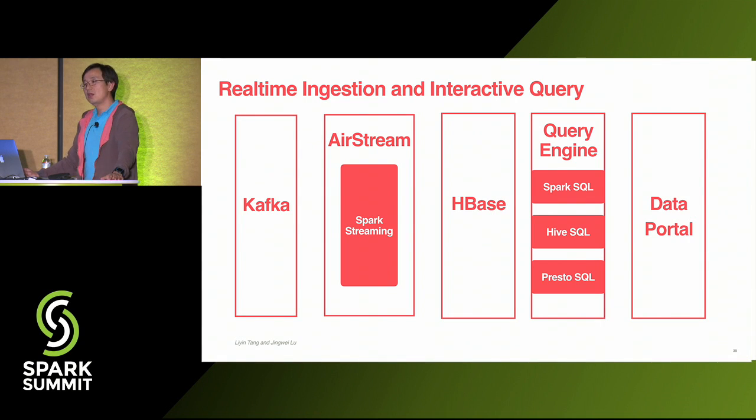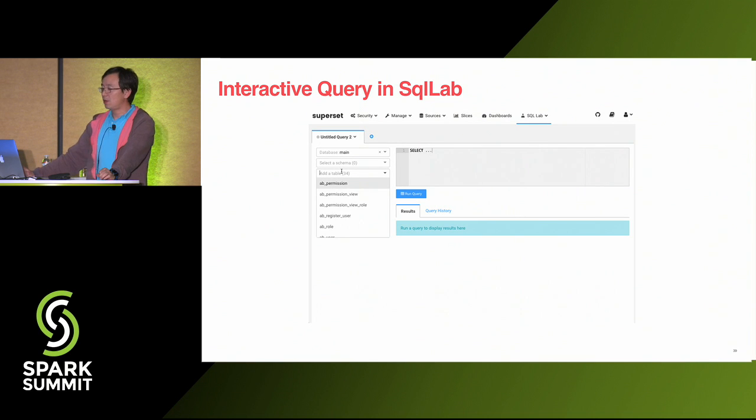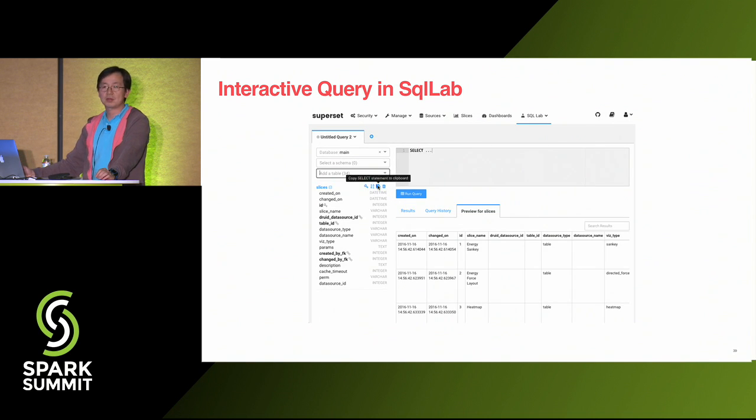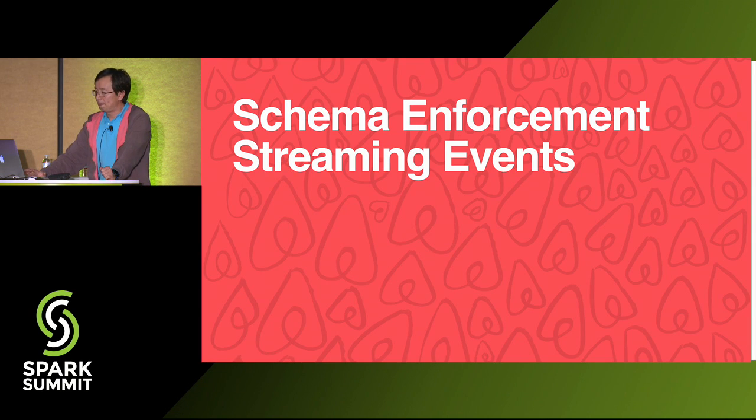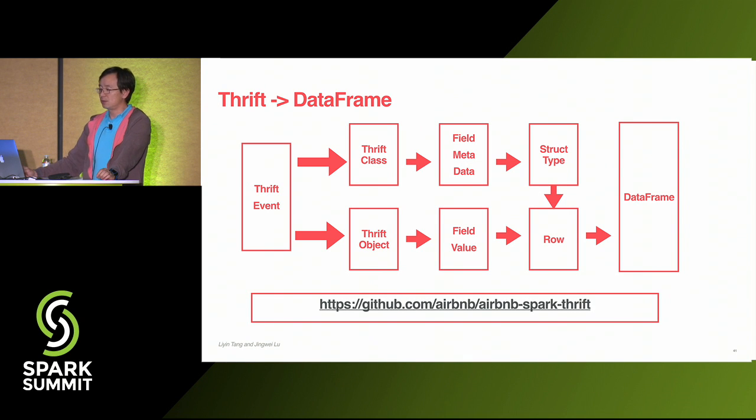Another thing is that, because we have a shared state store, it's nice that we can provide interactive query on the real-time data, by providing the Presto connector, the Hive connector and the SQL connector. So we can use SQL Lab to do interactive queries on top of our real-time data. Another thing is that we have a Swift schema object so that we can transform our data into a data frame. So I'm going to skip this.